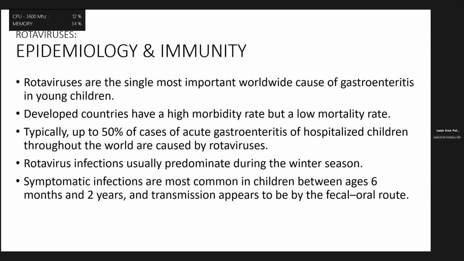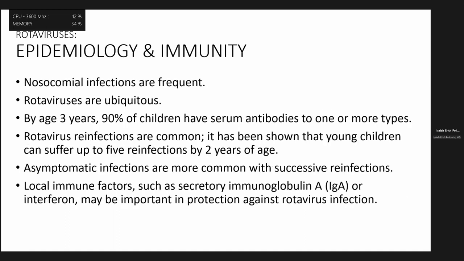Okay, rotaviruses are the single most important worldwide cause of gastroenteritis in young children. In developed countries, they have a high morbidity rate, but a low mortality rate. Typically, up to 50% of cases of acute gastroenteritis in hospitalized children throughout the world are caused by rotavirus. Rotavirus infections usually predominate during the winter season, and symptomatic infections are most common in children between ages 6 months and 2 years, and transmission appears to be through the fecal-oral route. Nosocomial infections are also frequent.